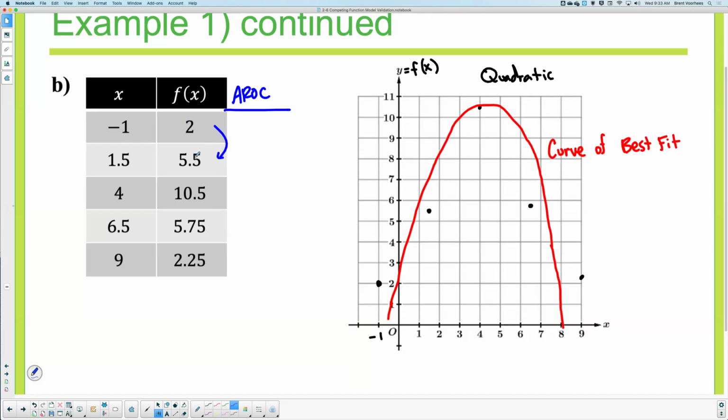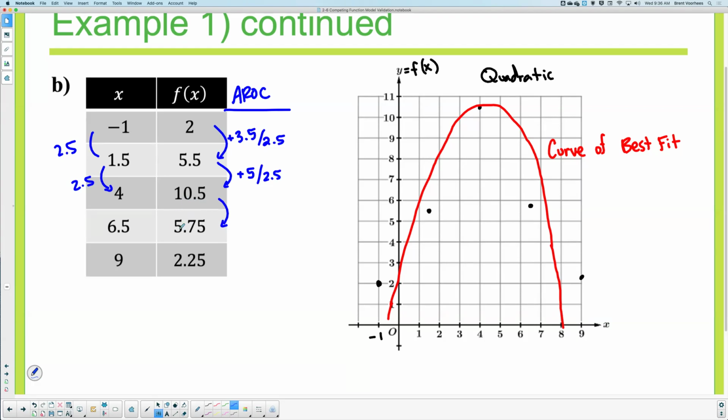2.5, 2 to 5.5. How much of a change is that? 3.5. So it's changing by positive 3.5, and you would divide that by 2.5. Okay, how about from 5.5 to 10.5? Increases by 5, and this increases by 2.5. Here I did a plus. I don't ever do pluses on x's because they should always be increasing.